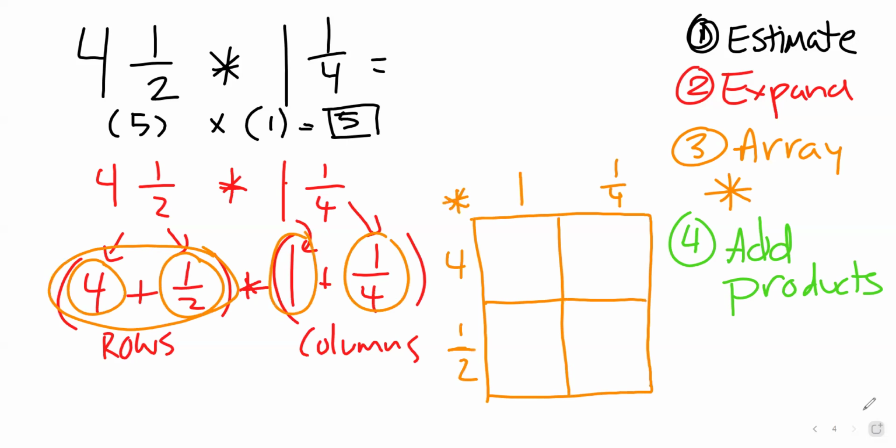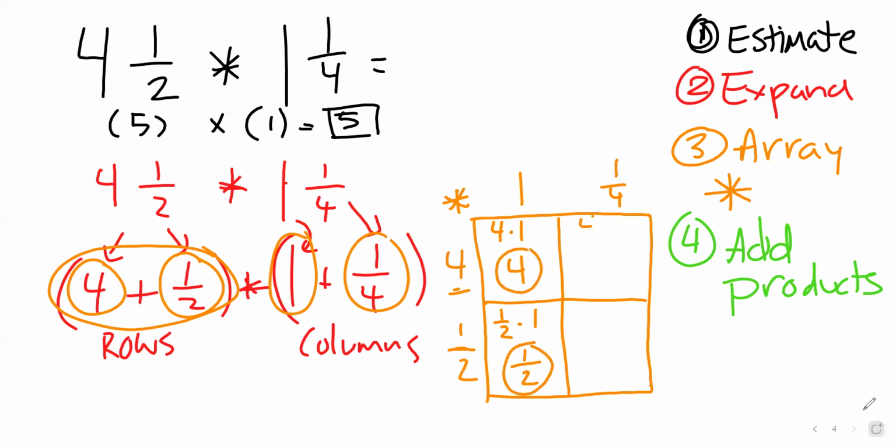And now we just multiply. So sometimes I'll write them up here so we can see it. This is a row of 4 times a column of 1. That gets me 4 wholes. This is a row of 1/2 times a column of 1. So that would get me 1/2. Right? Any number times 1 is the same number. And I'm going to circle these because these are my final answers to this part.